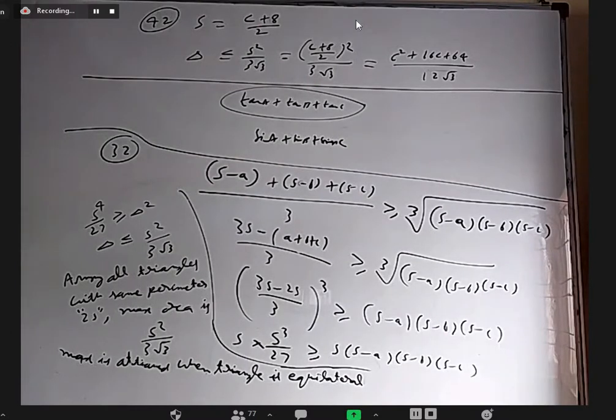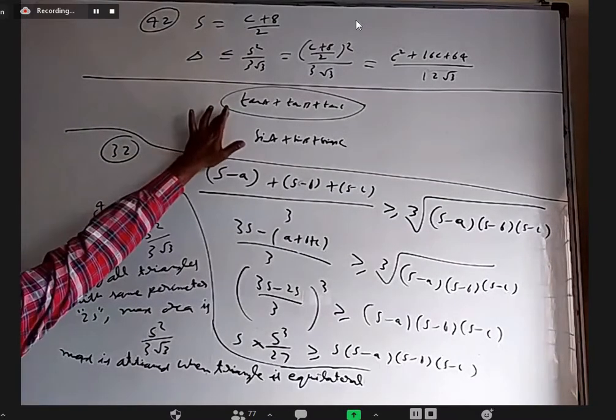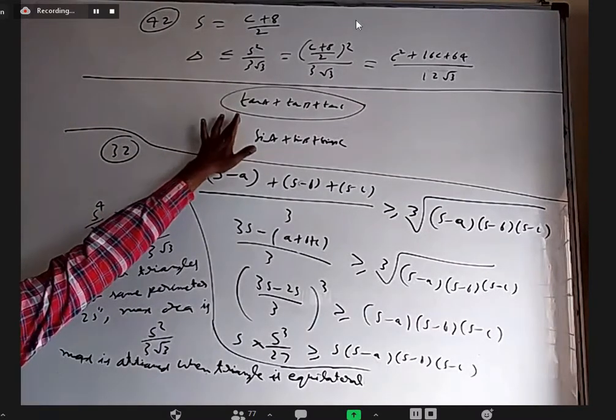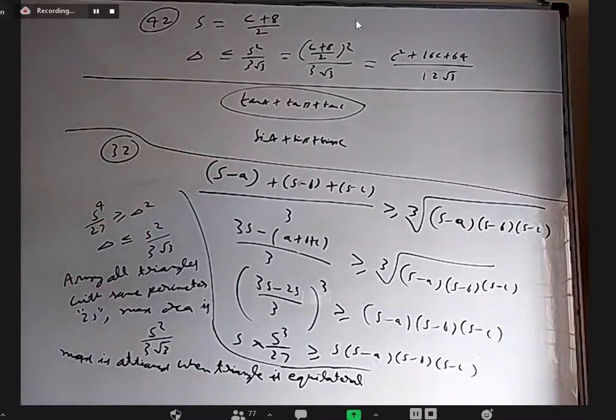Obtuse angle triangle also. Okay. So the acute angle triangle, it's fine. Let me take only acute angle triangle, only obtuse angle triangle. If I take obtuse angle triangle, I am saying tan A plus tan B plus tan C will be definitely negative. Will you agree or not? Yes, sir. Are you sure? If it's an obtuse angle triangle, only one angle can be obtuse. Three angles cannot be obtuse.